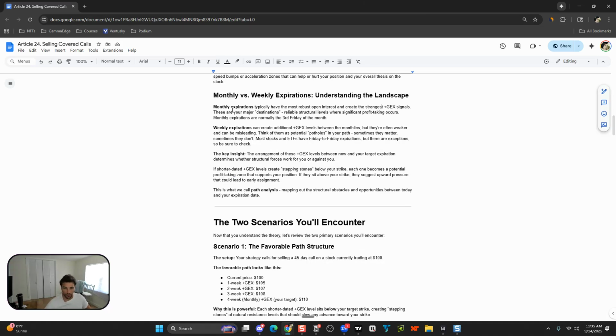Quickly, if you're not familiar with options expirations, there are monthly and weekly expirations. Monthly expirations typically have the most robust open interest and create the strongest plus GEX signals. These are your major destinations, reliable structural levels where significant profit taking occurs. Monthly expirations are normally the third Friday of each month. In between those monthlies, there are weekly expirations as well that have their own plus GEX levels, but the key thing is that these are often weaker and can be misleading. Weaker meaning there's not as much open interest, liquidity, etc. in those expirations as there is in the monthly expirations.